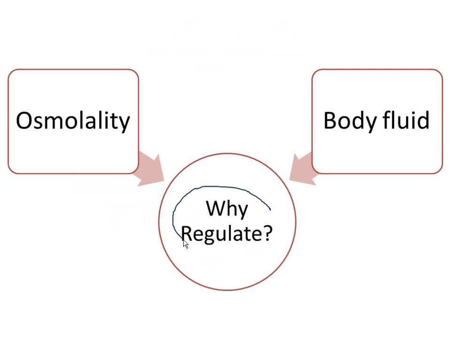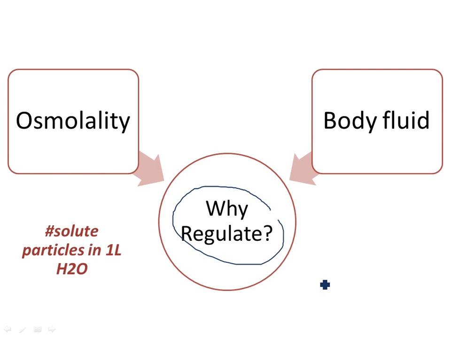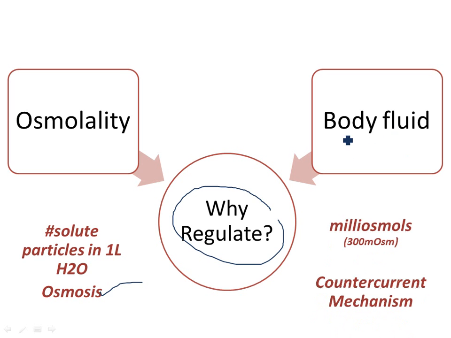And as always, why would we regulate secretion? Well, we regulate secretion because it helps us regulate osmolality, the number of solute particles in a liter of water. How much solute is in our blood. And that's important because that helps determine how fluid moves through our body. So we want to control that highly. Because again, it's related to osmosis. We also want to control the fluid compartment.